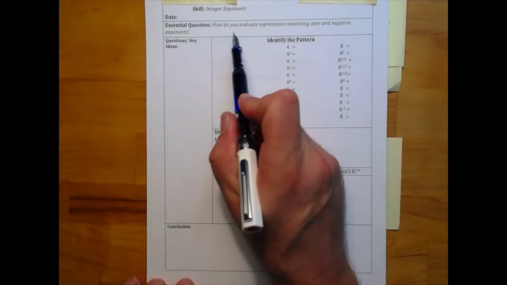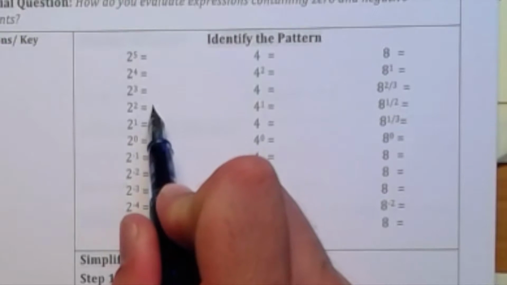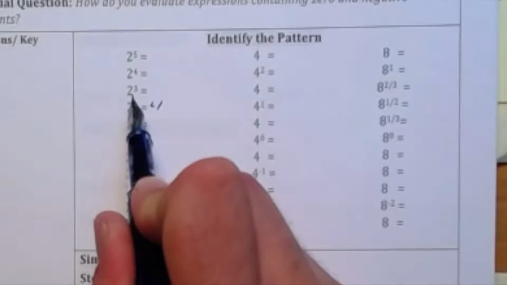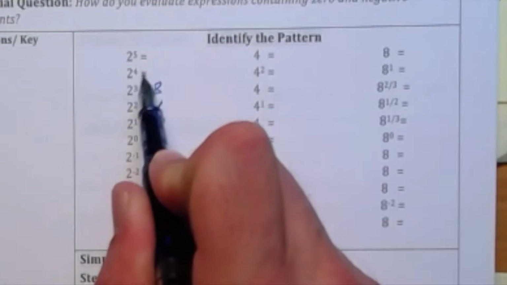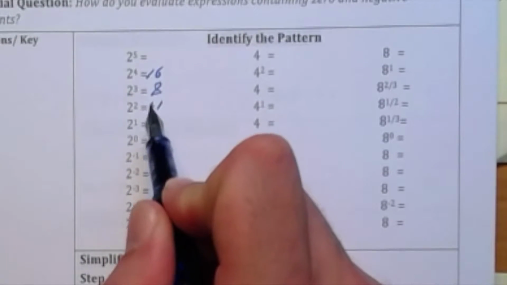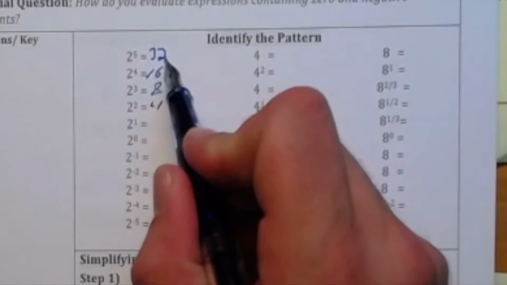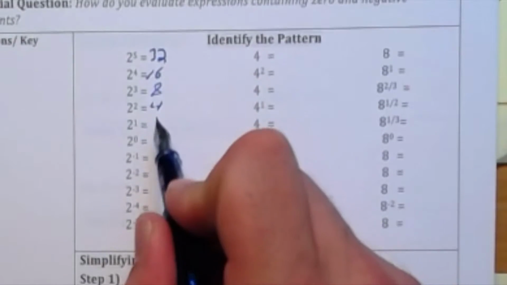In this video, we're going to be looking at integer exponents and how to evaluate expressions containing zero or negative exponents. To accomplish this, we're going to look at what kind of pattern occurs when we're looking at exponents. We know 2 squared is 4, and 2 cubed is 8, 2 to the 4th is 16, and 2 to the 5th is 32, because it's 2 times 2 times 2 times however many is in the exponent.